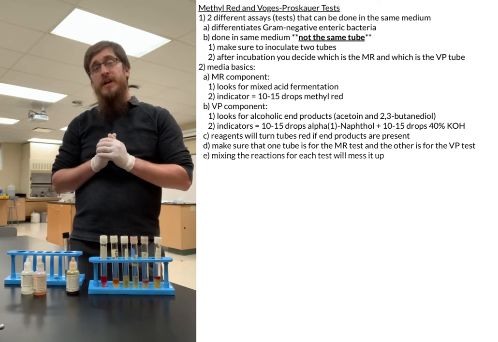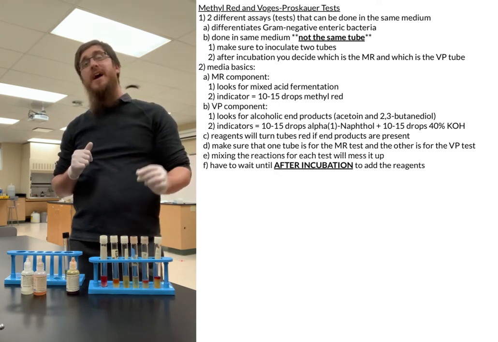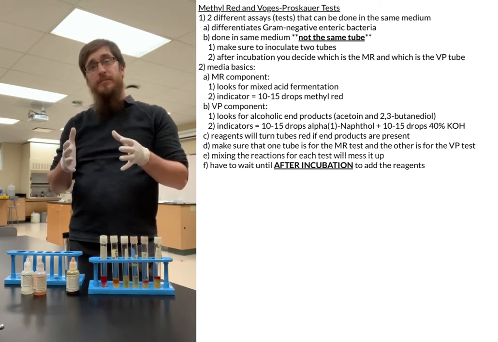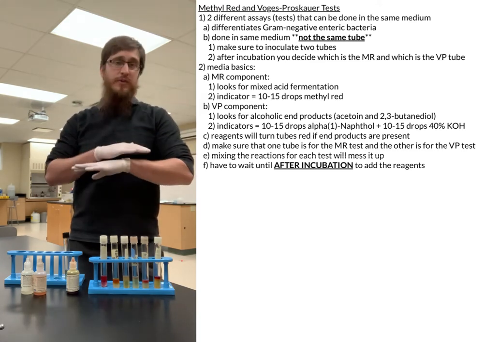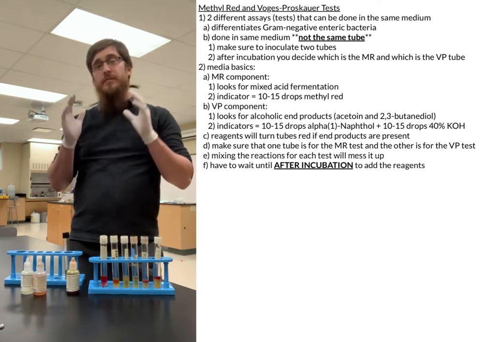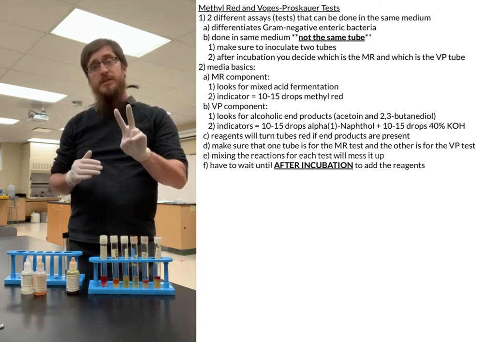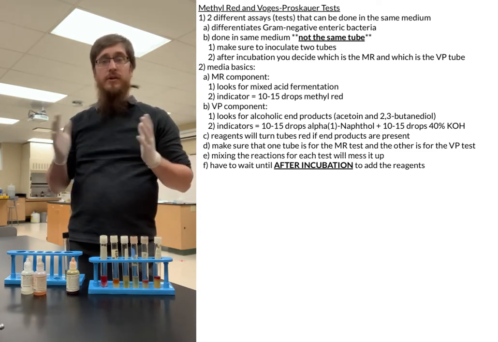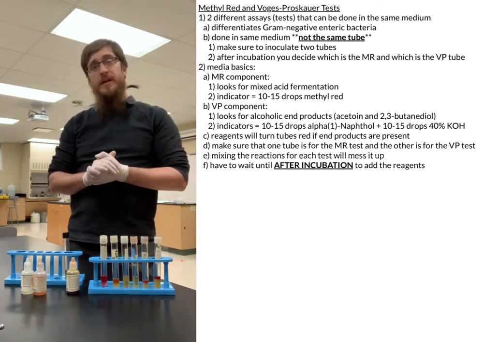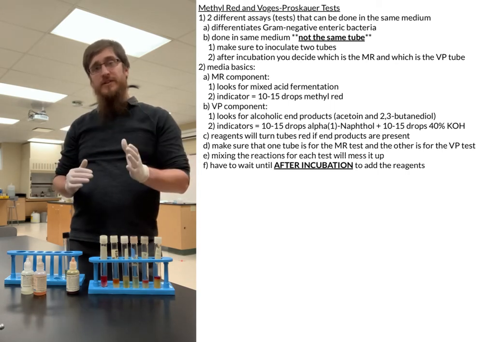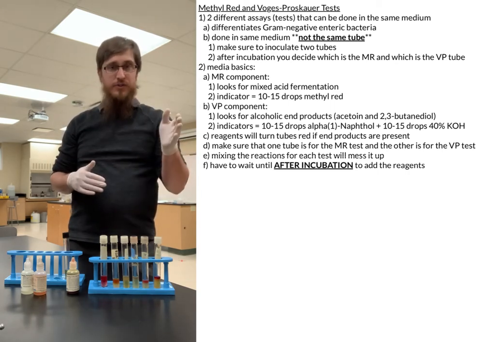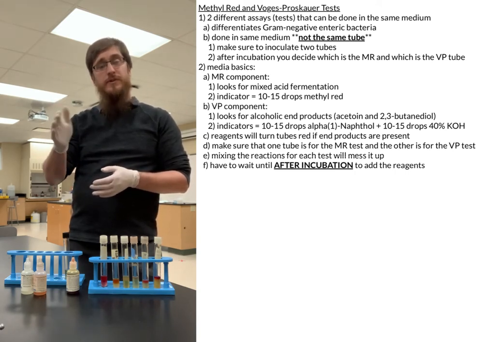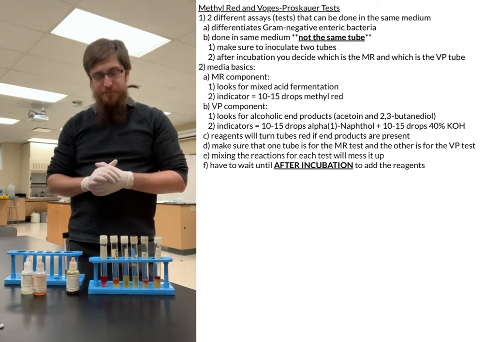Another thing on our reagents, we have to wait until after they've incubated to add them. If you inoculate your samples and then add the reagents right away, you're going to mess up the whole thing. So again, make sure that you inoculate your two tubes and then wait your 24 to 48 hours or 1 week, depending on how long our incubations are. And then after you come back, you can add your reagents, MR to the MR tubes, alpha-naphthol and potassium hydroxide to the VP tube, and then you can go ahead and score them.